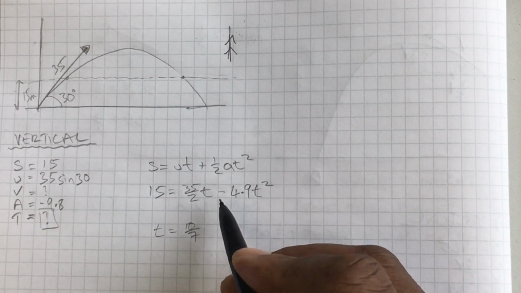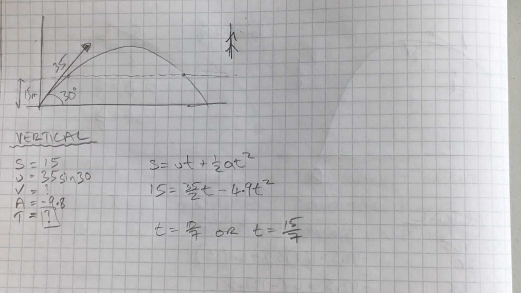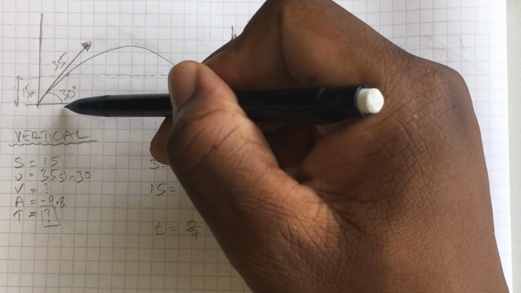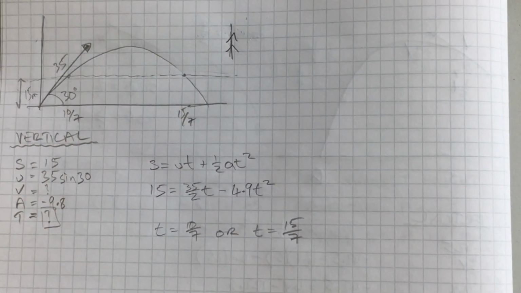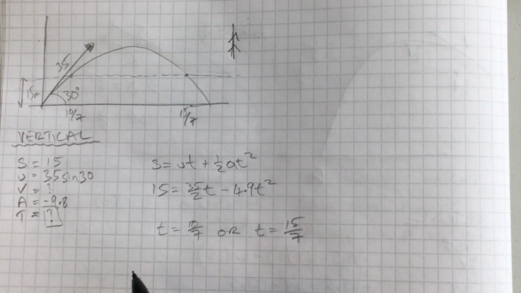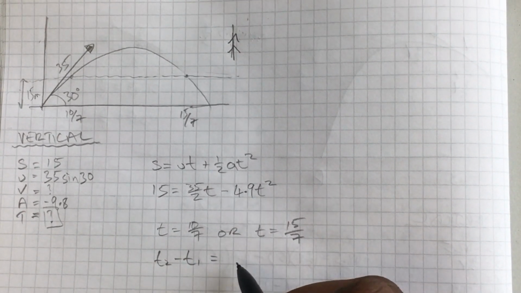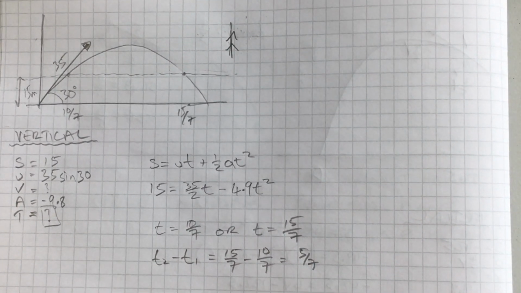Okay, just rearranging and solving, maybe punching that into your equation solver, and we get these 2 values, 10/7 and 15/7. So I'll just label these as the times when the displacement is 15 above the ground. Well, everywhere in between these 2 times, it's above 15. We can see that from the diagram.